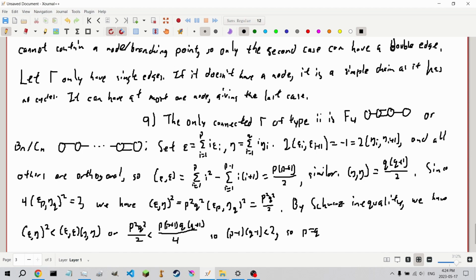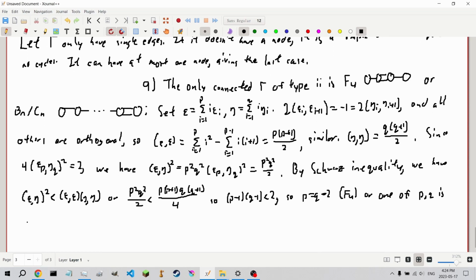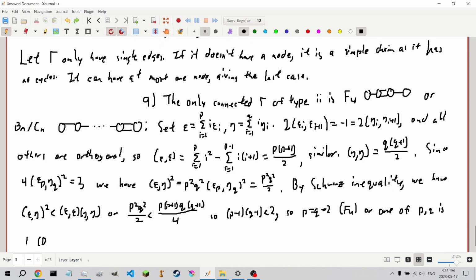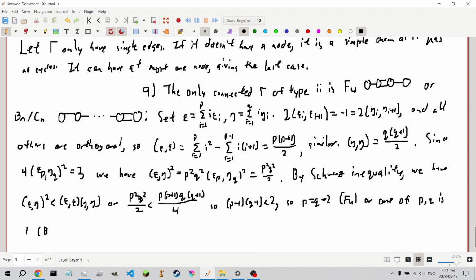So p and q are both 2, which is F4, or one of p and q is 1, giving us D_n and our B_n C_n. I forgot both the name of the case and how we're indexing it.